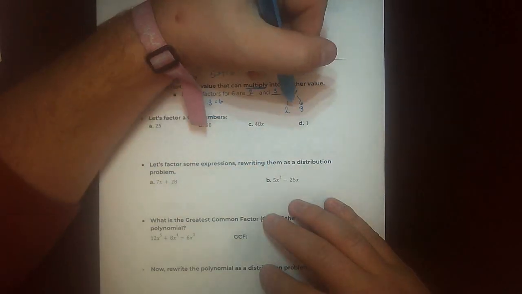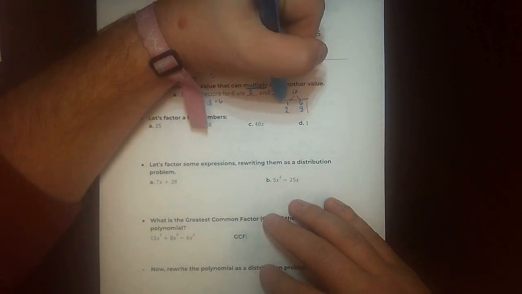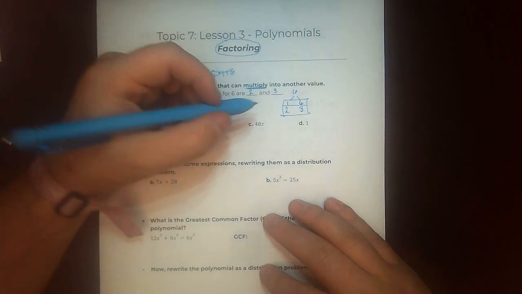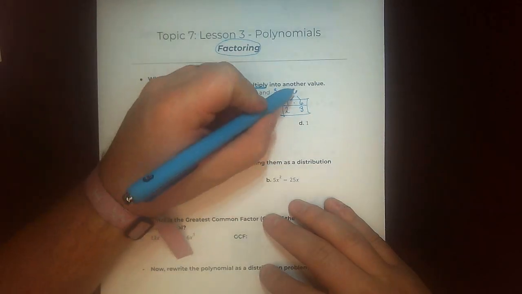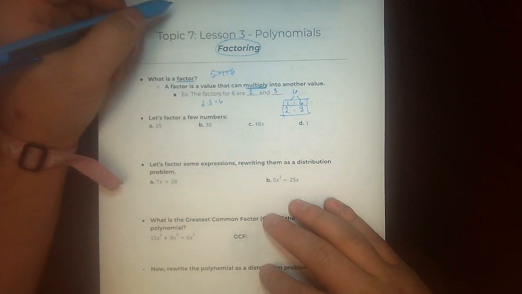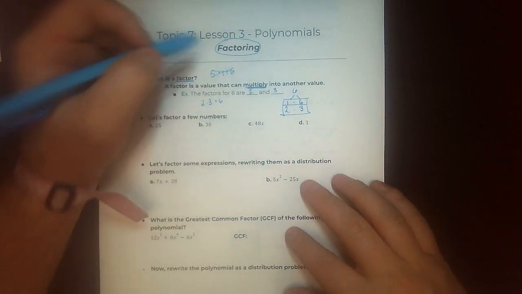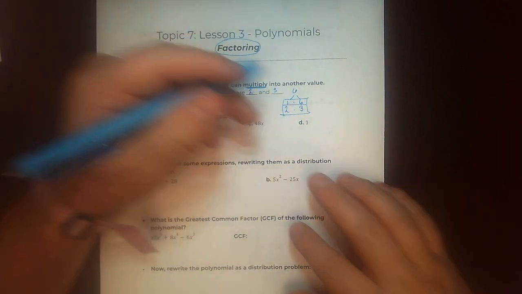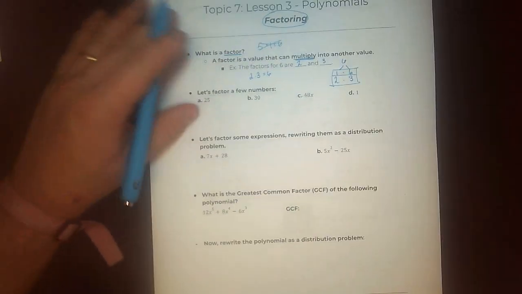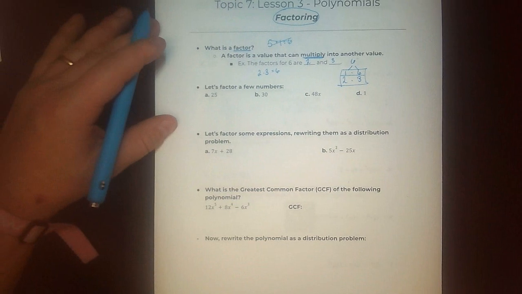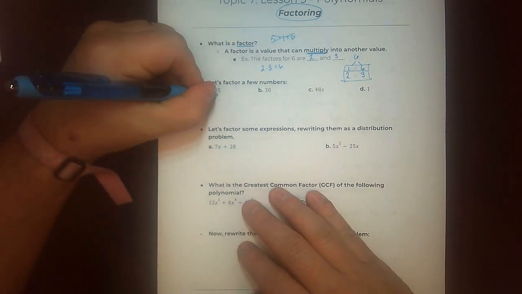So what that means now is that 6 has 2 sets of factors: 1 times 6 and 2 times 3. Does that make sense? What we're essentially doing is working backwards. We're starting with the number and finding out what numbers can multiply to give us the starting number. So let's factor a few numbers here. Let's factor 25 by using a factor tree.